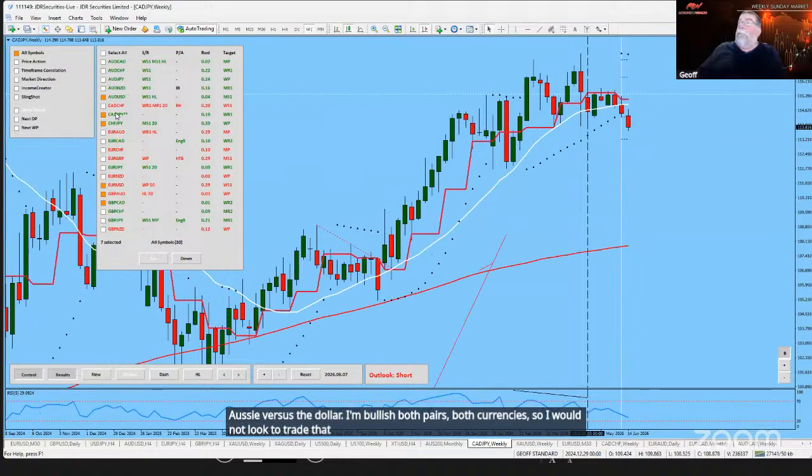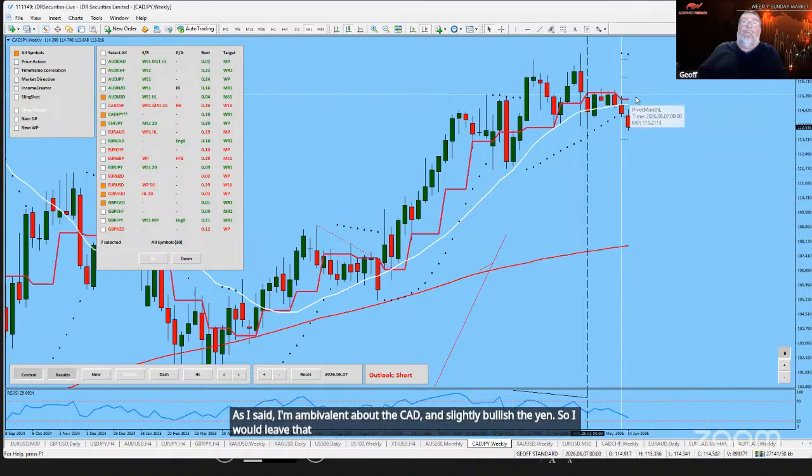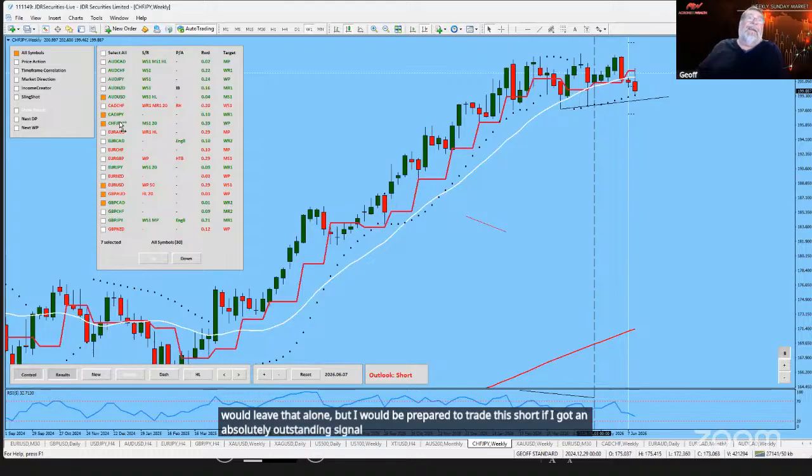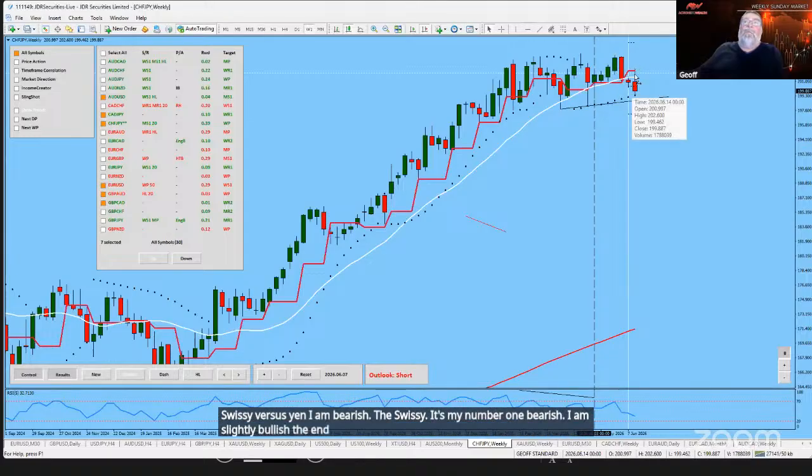CAD versus the yen. As I said, I'm ambivalent about the CAD and slightly bullish the yen. So I would leave that alone, but I would be prepared to trade this short if I got an absolutely outstanding signal to do so. Swissy versus the yen. I am bearish the Swissy. It's my number one bearish. I am slightly bullish the yen, so this would be the one that attracts me more than any other.